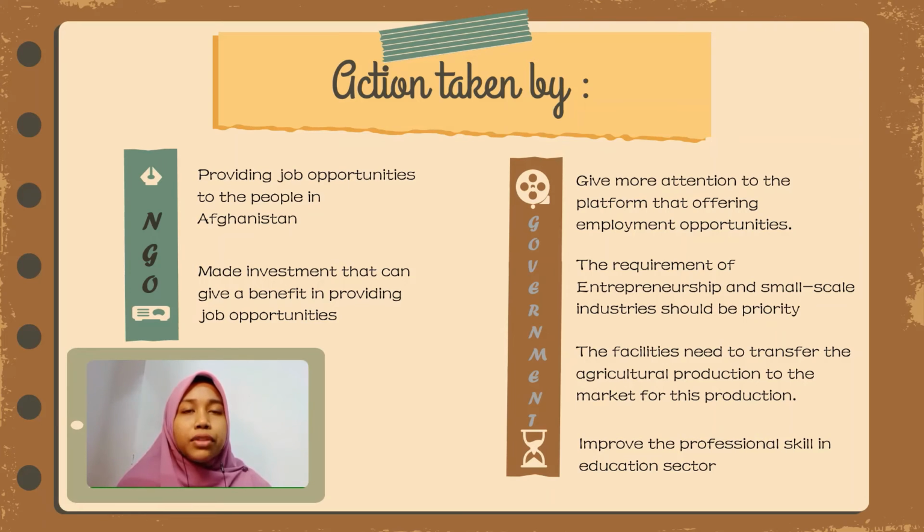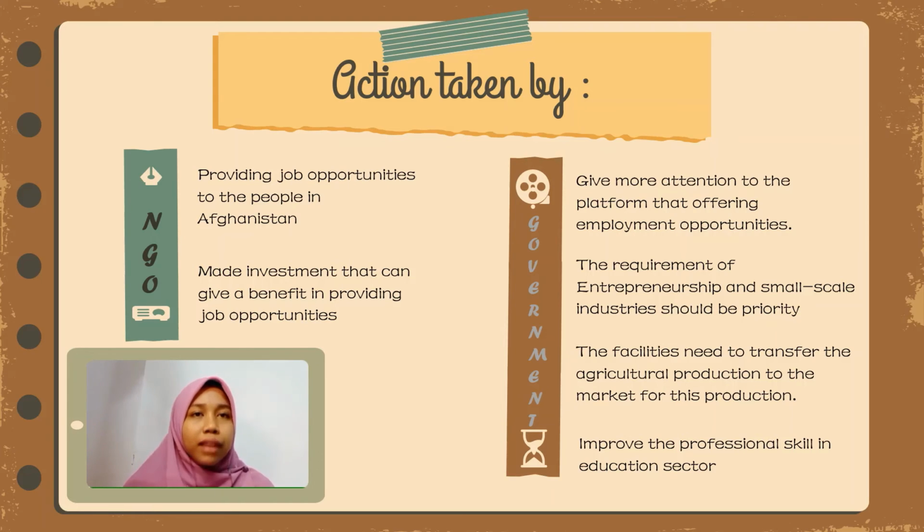After that, since Afghanistan is an agricultural country, 85% of the people of Afghanistan depend on agricultural production itself. So the Afghan government needs to facilitate transferring agricultural production to the market so that the productivity of Afghan farmers will increase, and it will support domestic products. By taking this action, the agriculture sector can be enhanced and it can help the economy grow. So this action will lead to reducing the unemployment problem as well.